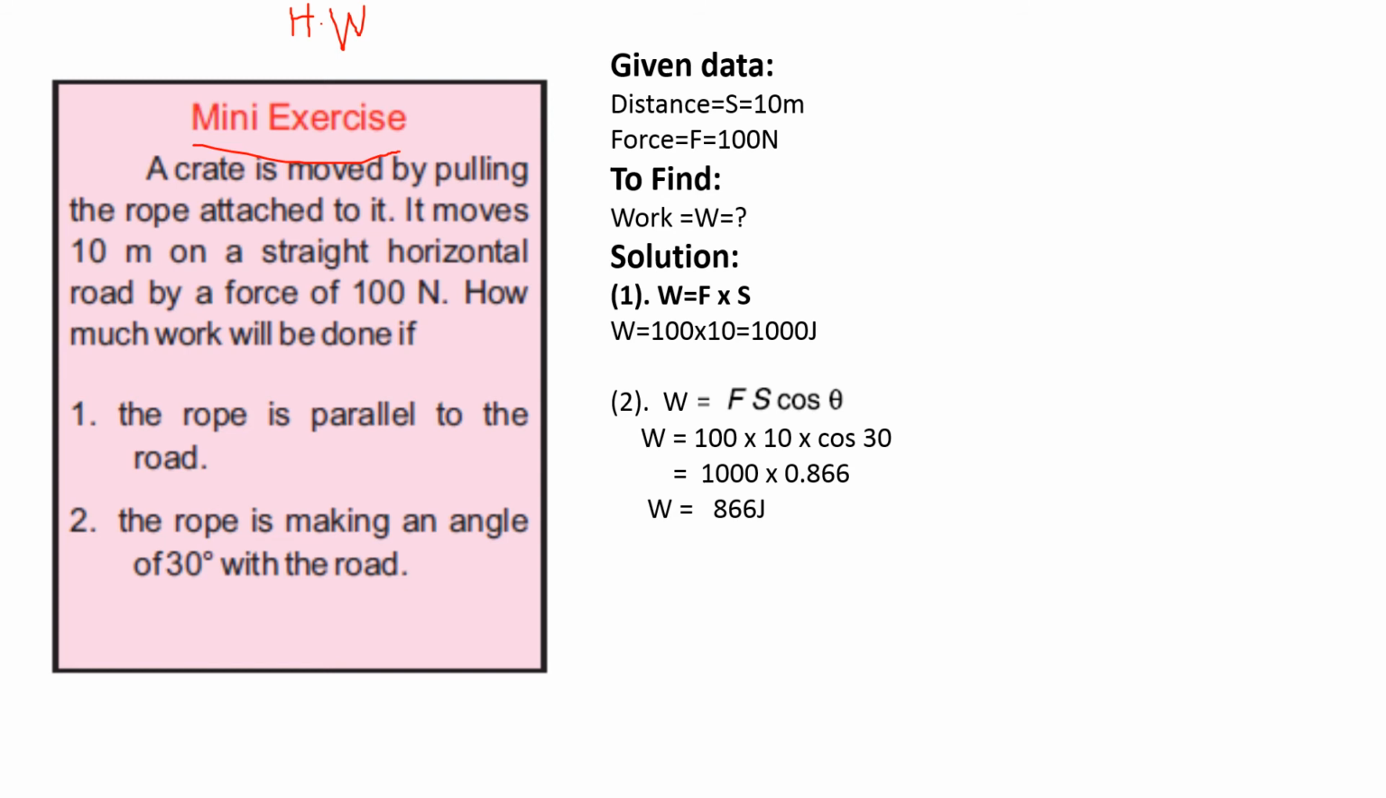So first of all, the distance is given to us, that is 10 meters. So we write over here in the given data, distance s will be equal to 10 meters, and this distance is along the horizontal, right?